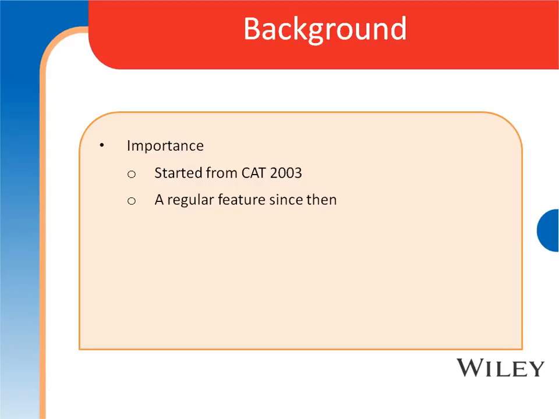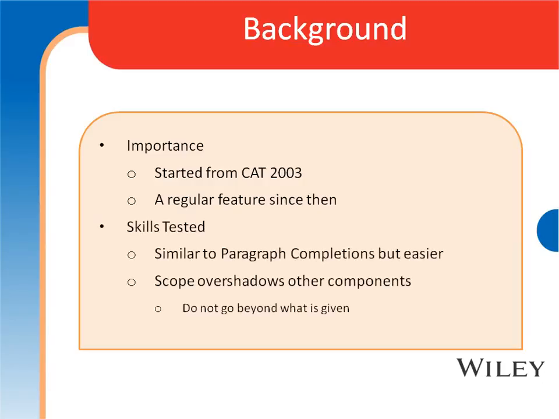How do you solve these questions? The skills required are very similar to paragraph completions, but they are far easier to solve. In paragraph completions, we focus on things like scope, tone, and continuity. But here, we only focus on the scope. So the text of the paragraph for the summaries is very important, and the right option will not go beyond the text. So please remember that you need not go beyond what is given. So let's understand this a little more.